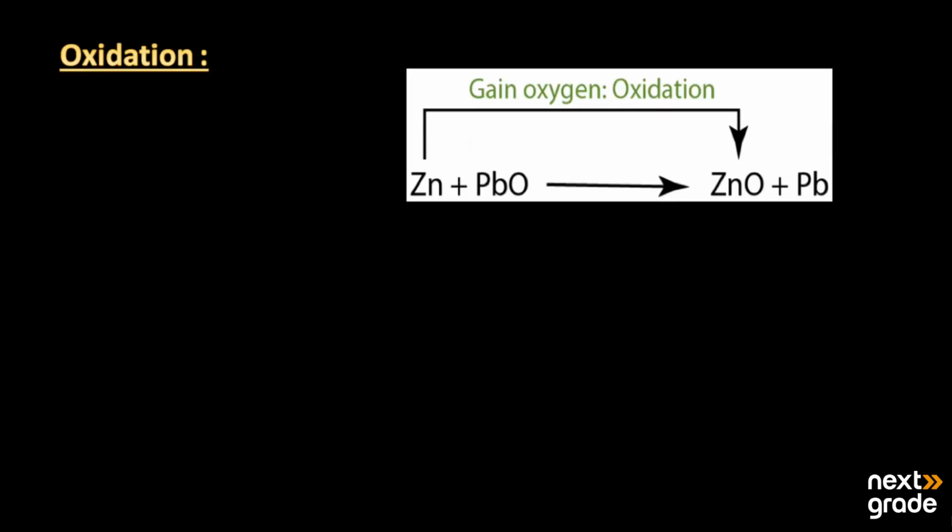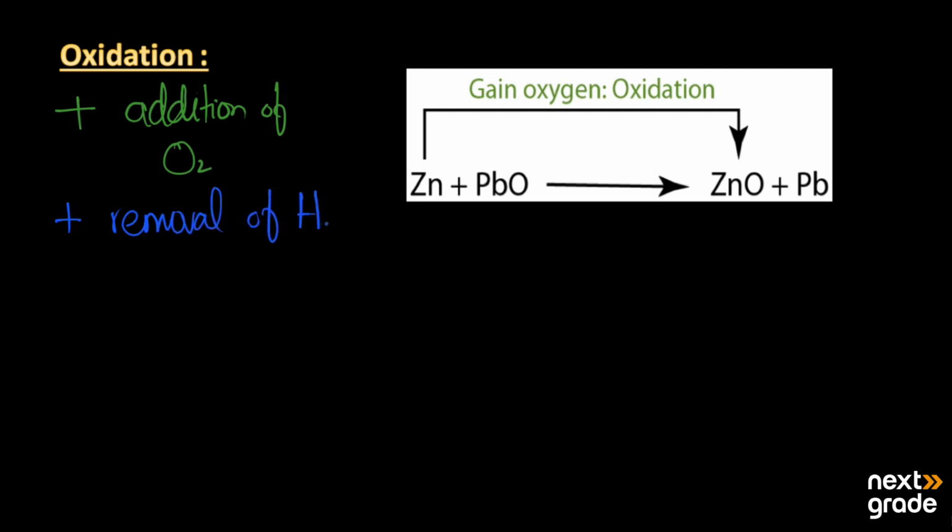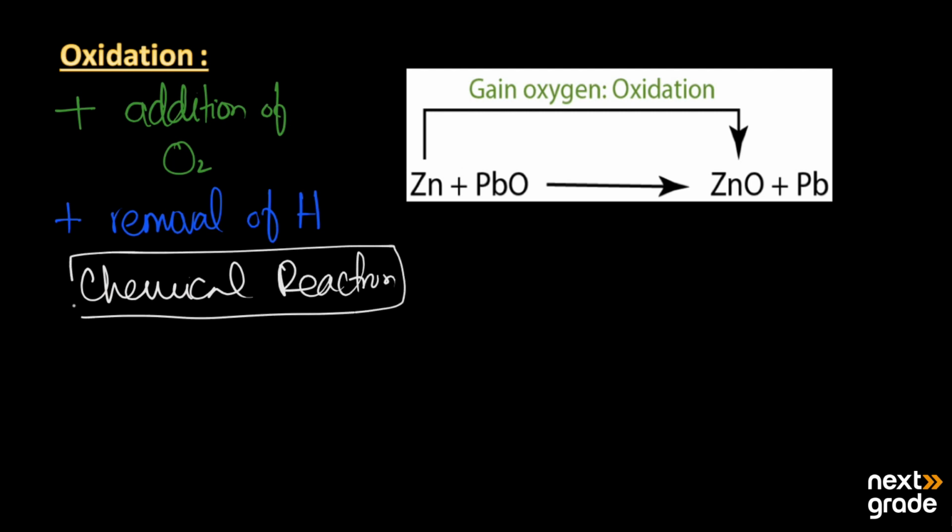Here we have the oxidation. Oxidation can be defined as the addition of oxygen, or the removal of hydrogen during a chemical reaction. So, in any chemical reaction, if a substance or compound receives oxygen, meaning the addition of oxygen takes place, it is undergoing oxidation. And if there is a removal of hydrogen from that element, it is also undergoing oxidation. So in both ways we can have oxidation. It may be the addition of oxygen, or it may be the loss or removal of hydrogen.